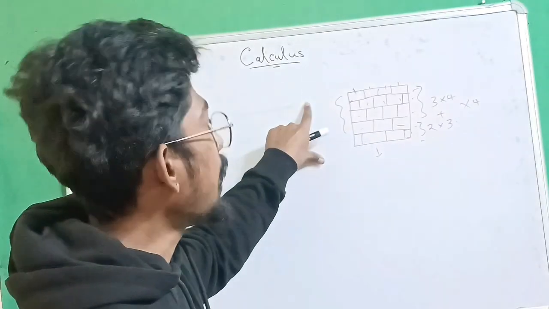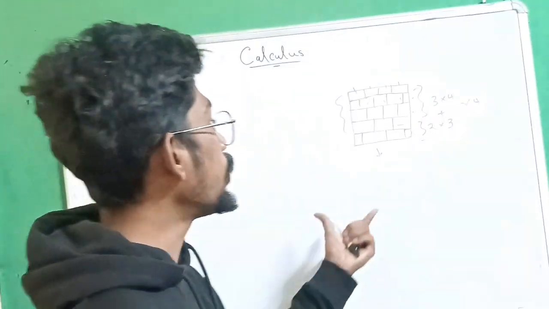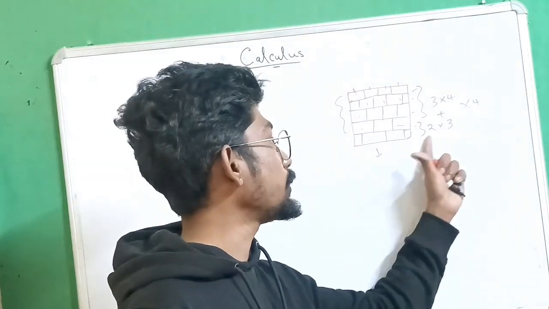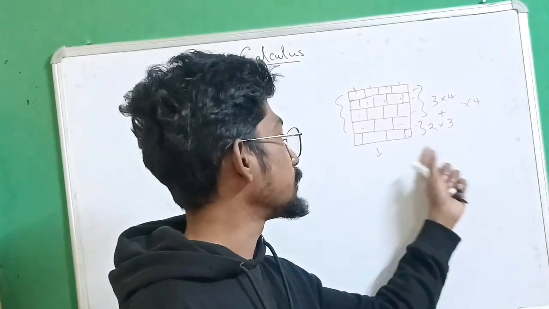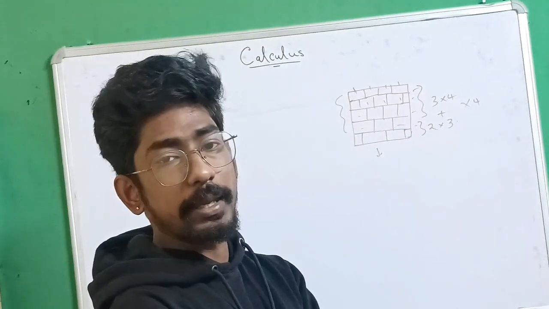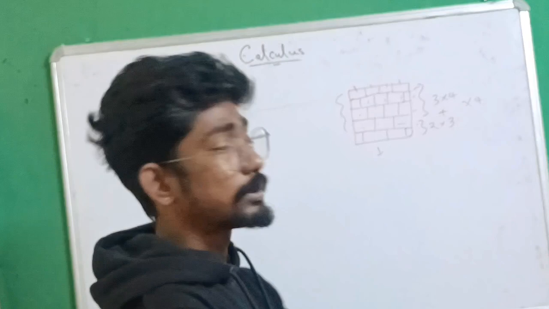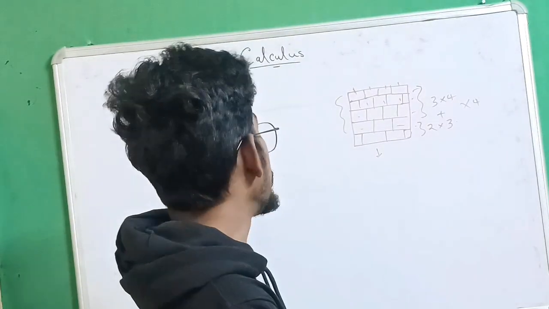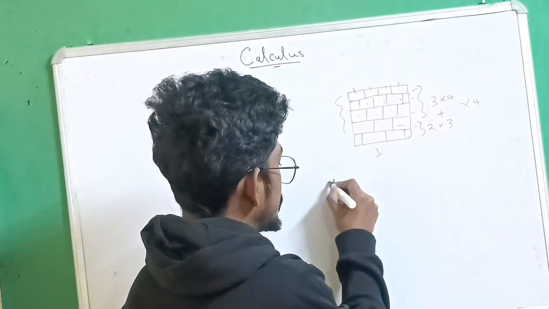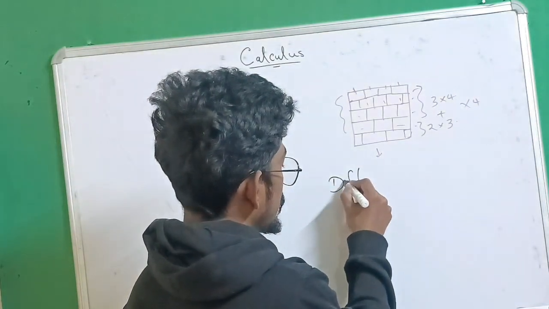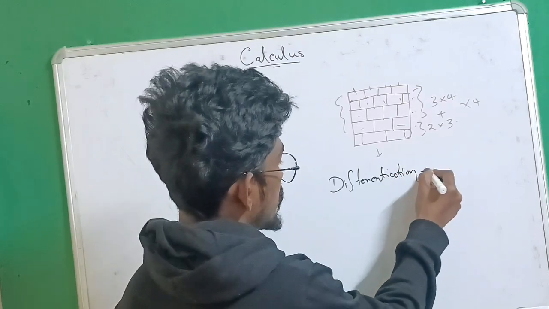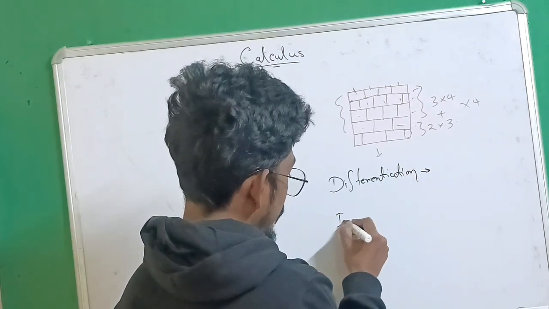Now, how can calculus make this easier? This is a simple addition, simple multiplication process. How can you make it simpler? The process of making it simpler is called calculus. In calculus you will find two things. First of all is known as differentiation. The second thing is called integration.